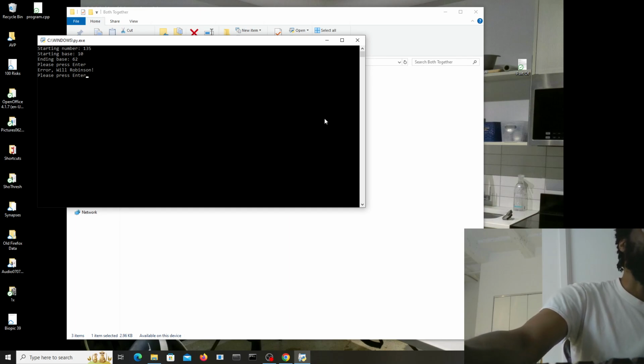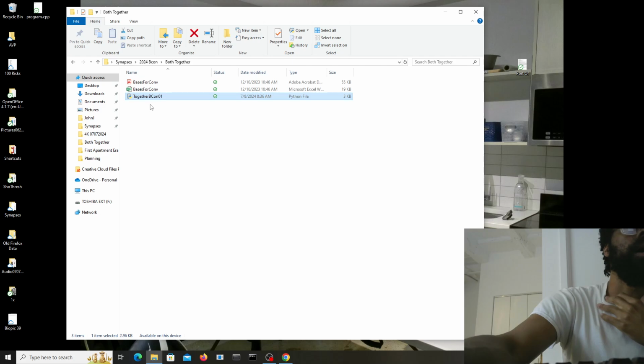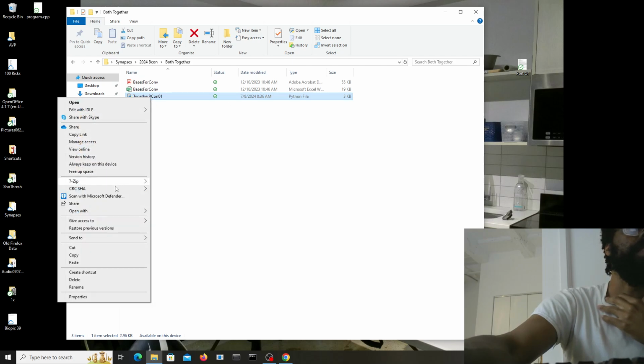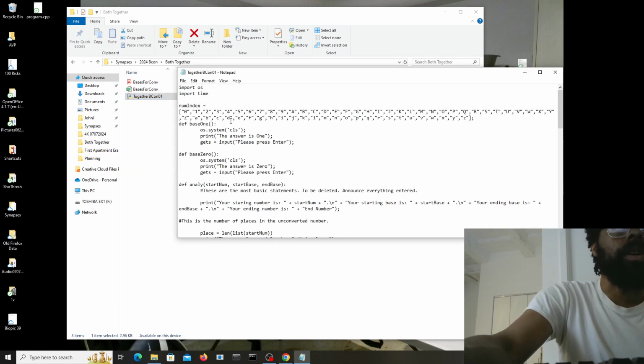So this is saying that I've only got 61 bases. I've only got 61 bases in the program. It should be 62. I'm probably missing one. Yeah, I'm glad I looked at that. So 0 to 9, that's 10. A B C D E F G H I J K L M N O P Q R S T U V W X Y and Z.